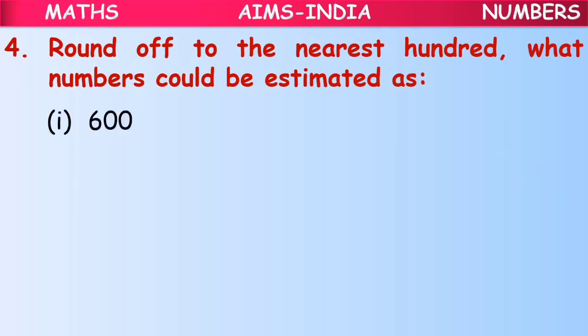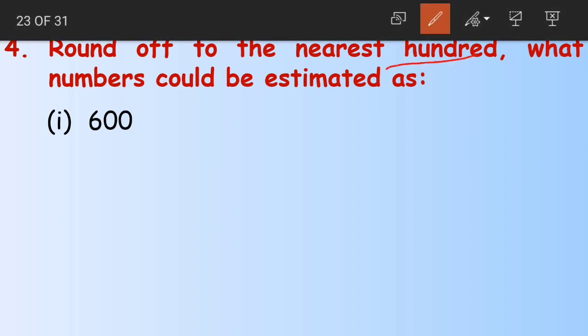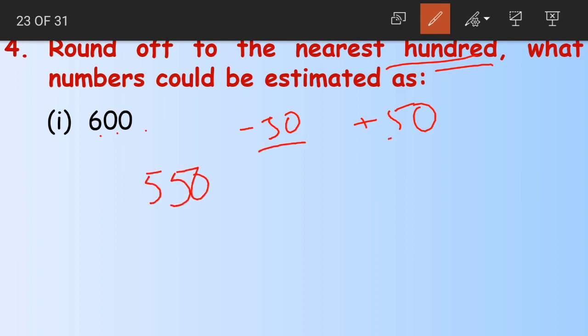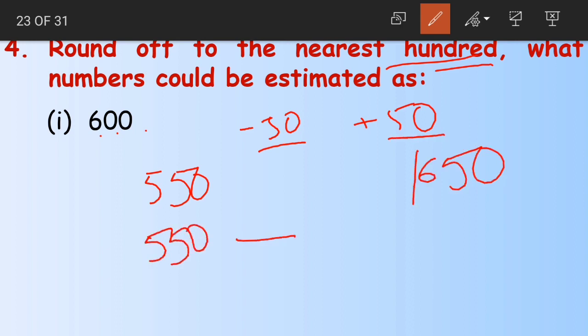What numbers could be estimated as 600? Again, we did this type of questions for the nearest tens, right? What did we do? We subtracted 5 and then added 5 to the number. Here for 100, we should subtract 50 and add 50. 650 minus 50 becomes 550. Now 650 plus 50 becomes 700. Now the numbers from 550 till 649 can be estimated as 600.